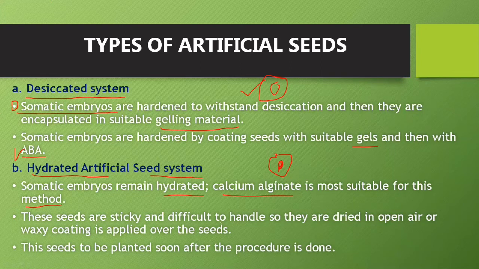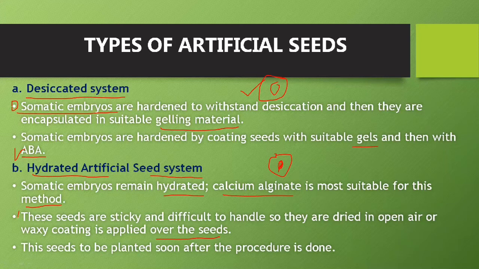These seeds are sticky and difficult to handle, so they are dried in open air or a waxy coating is applied over these seeds. These seeds are very sticky. They stick to each other and they are not easy to separate. So they are either dried in open air or a waxy coating is applied over these seeds. The seeds are to be planted soon after.